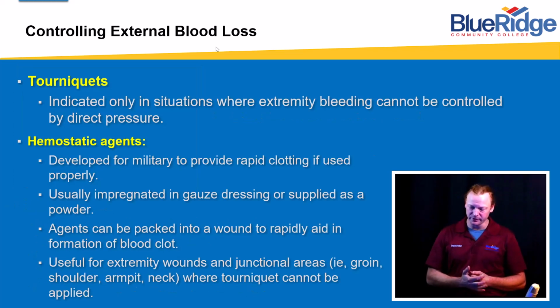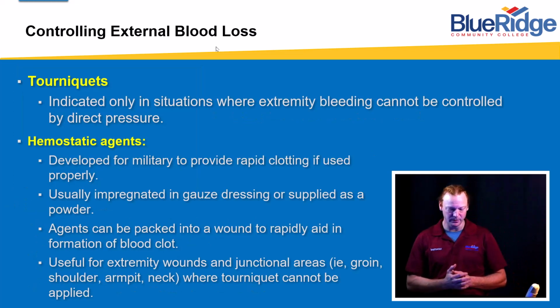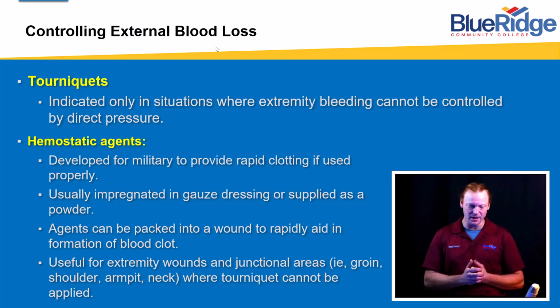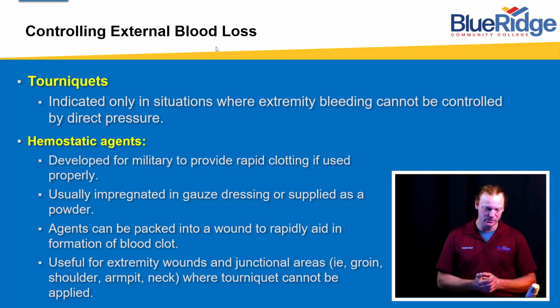Tourniquets should only be used on extremities and only on hemorrhages that cannot be controlled by direct pressure. So it doesn't necessarily have to be an arterial bleed. If you can't control a degloving or something like that with direct pressure, a tourniquet can be used.